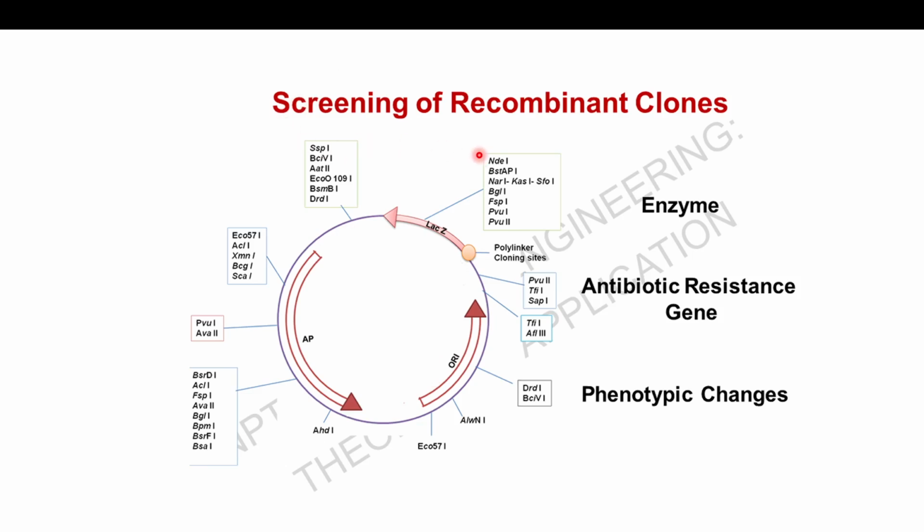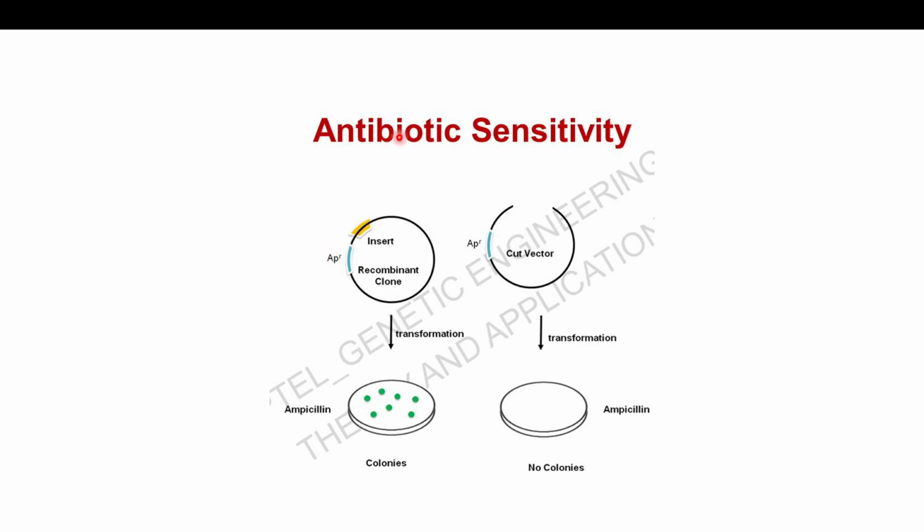And for screening of recombinant clones, we have been talking about selectable markers. One can be the enzyme we looked at in the previous tutorial session, beta galactosidase. Then there's the antibiotic resistance gene, we have been talking about it, or some kind of phenotypic changes that can also be taken into account for screening the cells, only those cells which have taken up the foreign DNA or the recombinant DNA. So one is definitely antibiotic sensitivity.